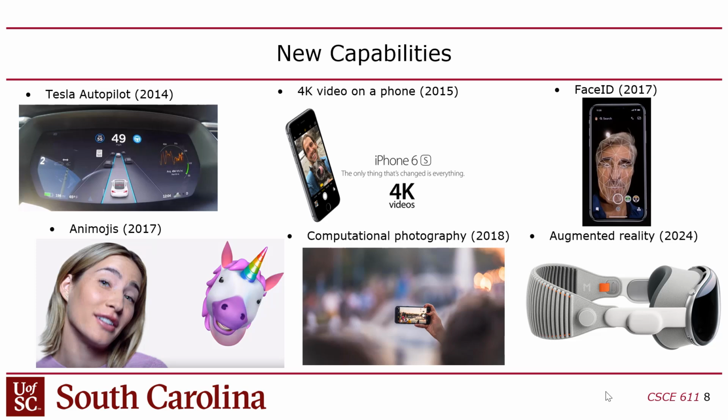When you got, for example, animojis and computational photography and now this augmented reality stuff, most of that stuff is tied to computer vision and image processing and machine learning, artificial intelligence. And all of these examples have real-time performance constraints. And so if you can't meet those real-time performance constraints, then you don't get the capability, right?